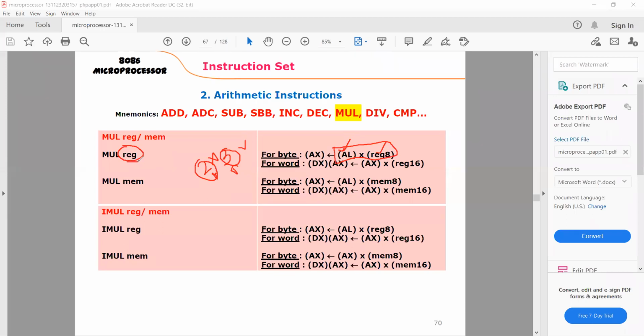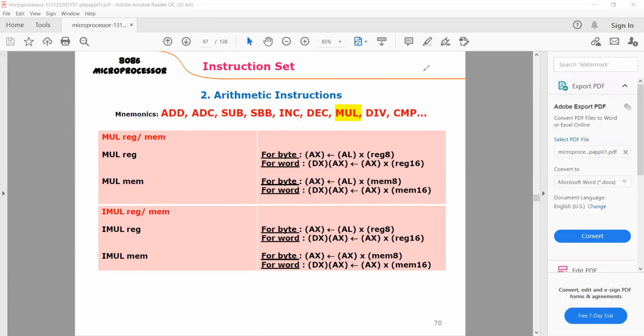Hope the point is clear to you now. Always by default, when you are using the multiplication instruction, the A register or accumulator register will hold the multiplicand value. The operand which is specified in the instruction will hold the multiplier value, right? See here.